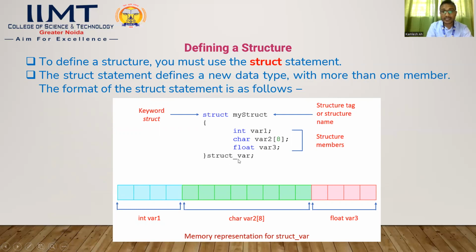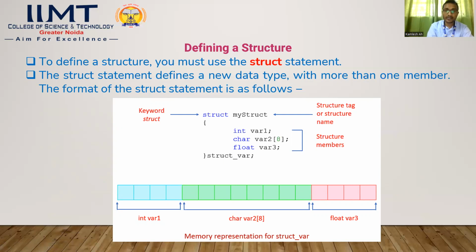Okay, and struct variable. If you create the structure, then we will create the variable also for manipulating these variables and the member items of the structure. So the struct variable. Okay, how to allocate the memory for the structure in memory?